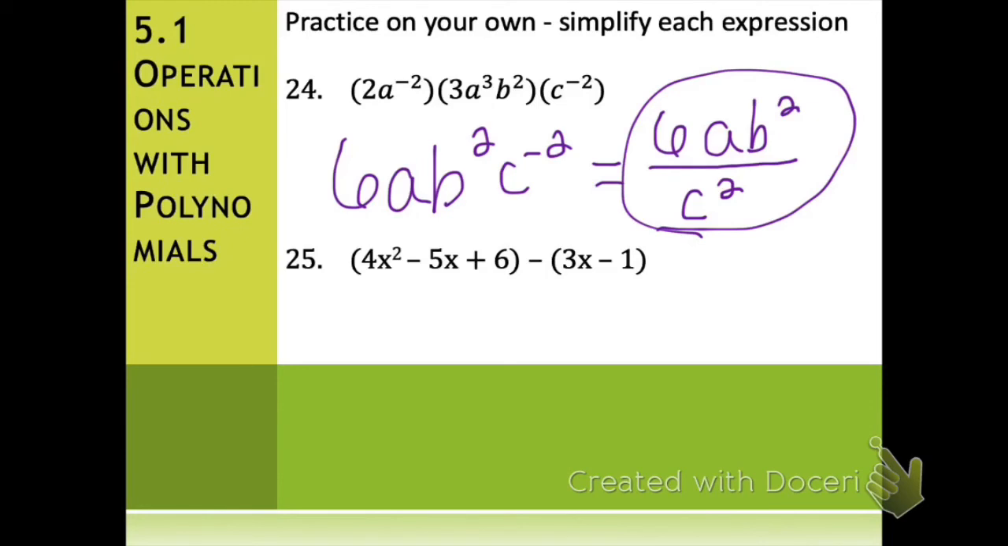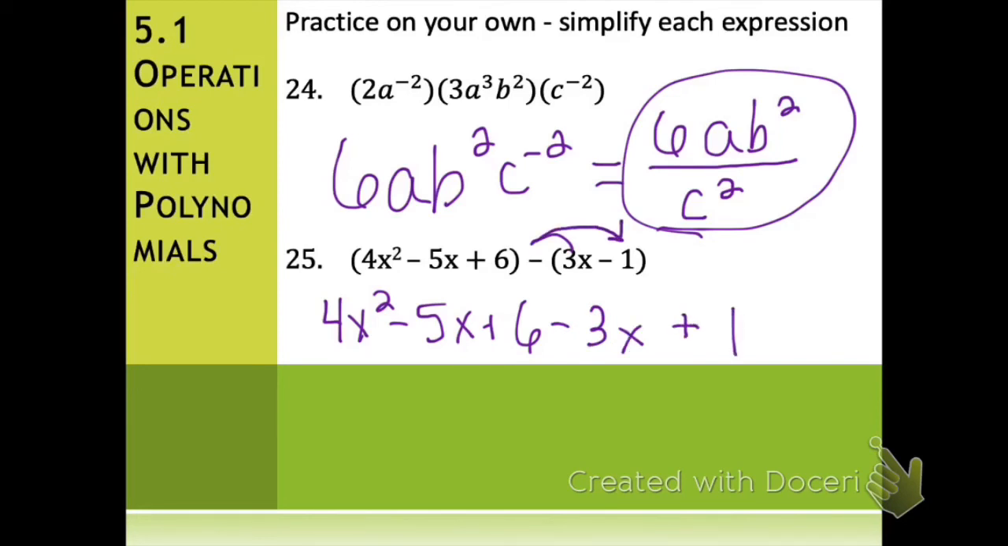25 is just a subtraction problem, okay? So I'm going to rewrite it without the parentheses, but you've got to subtract these things. So this is just 4x squared minus 5x plus 6 minus 3x minus negative 1. So be careful, that's plus 1.